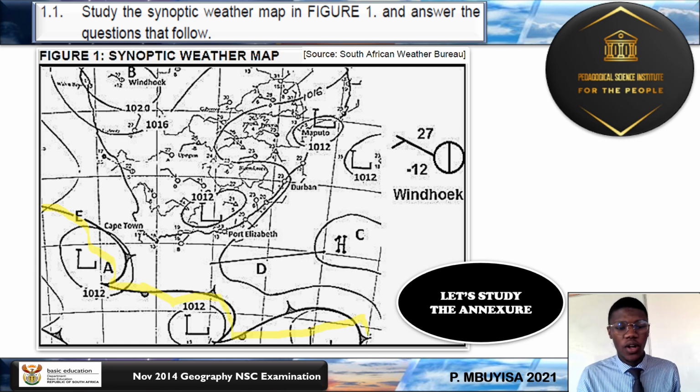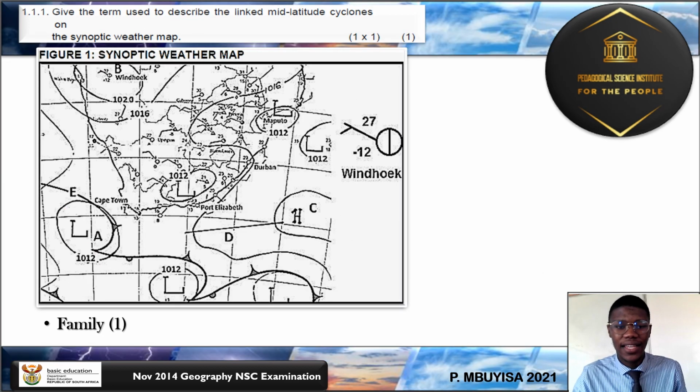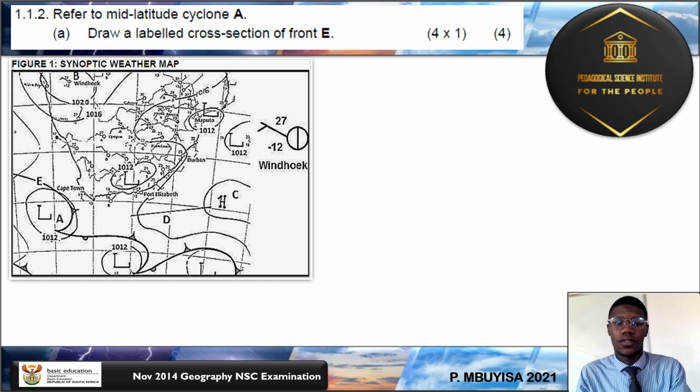And what do we call that? It's a family of mid-latitude cyclones. Remember that concept. And again, you have a weather station on the side. It means they may ask you to answer a question on that. So the question says here, 1.1.1, give the term used to describe the linked mid-latitude cyclones on the synoptic weather map. We just said that that is a family of mid-latitude cyclones.